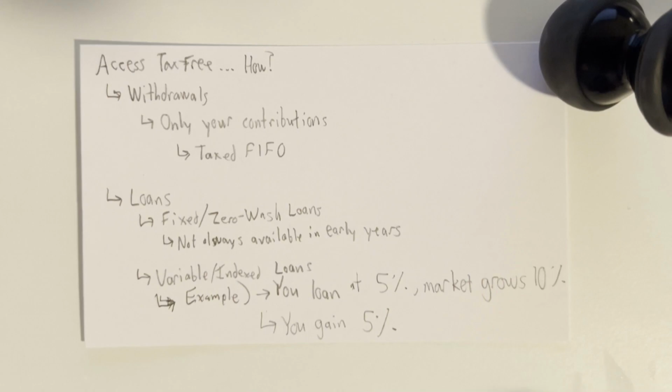You get a variable rate capping at, let's say, 5%, and the market grows 10 while your money is still indexed, so you get the full 10% minus the 5 you pay, so you gain 5%. Doesn't always work that beautifully, but just an example.